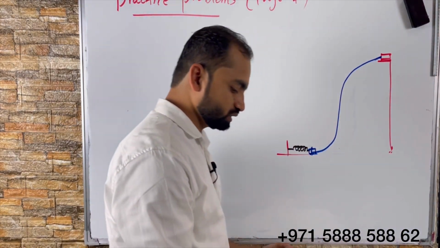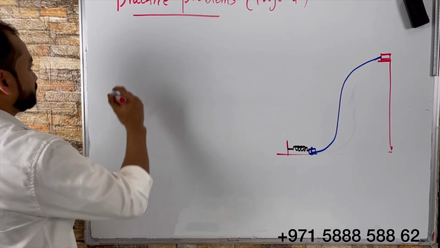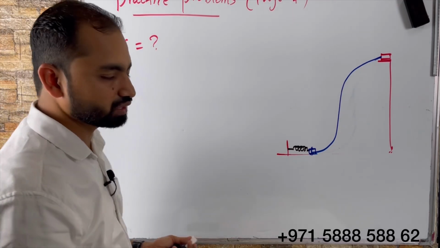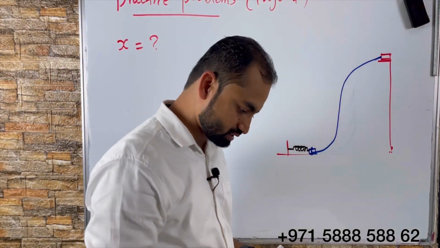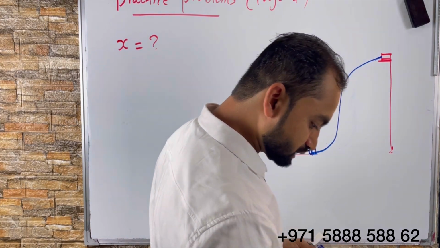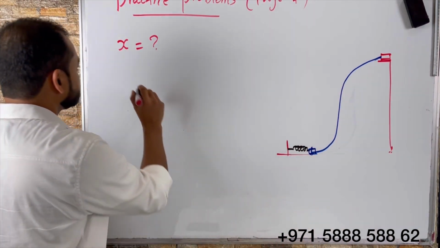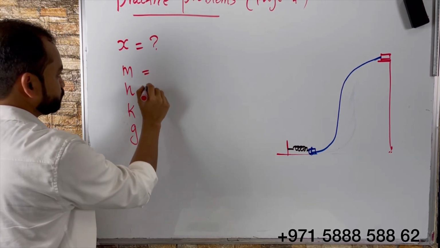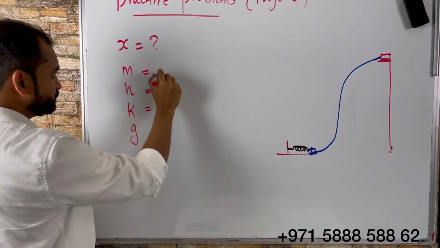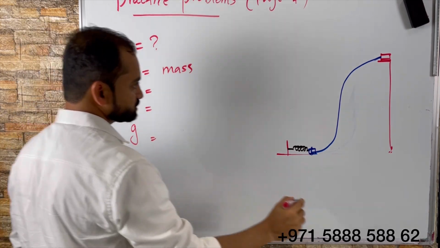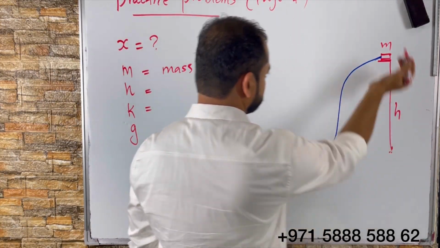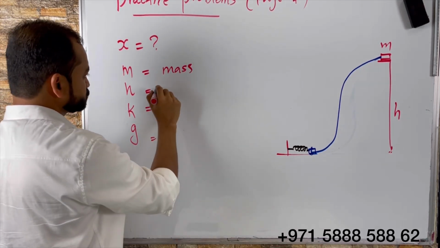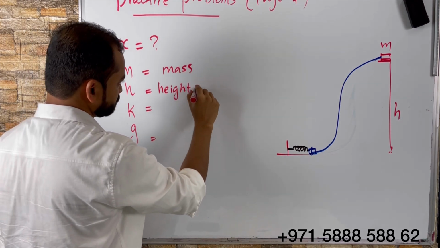So we need to calculate the maximum compression. No, we don't have to calculate, we have to express an equation for x. We have to create an equation for x in terms of m, h, k and g. So what are these things here? m is the mass of the car, and h is the height of the hill, and the car is at the top of that hill.